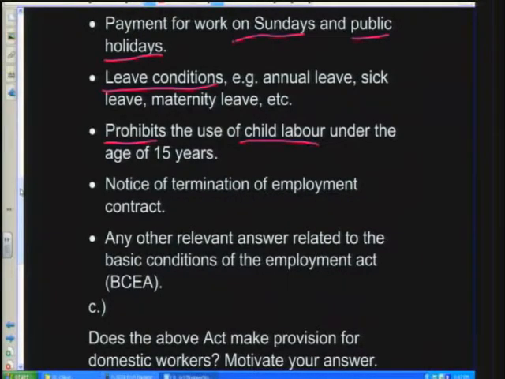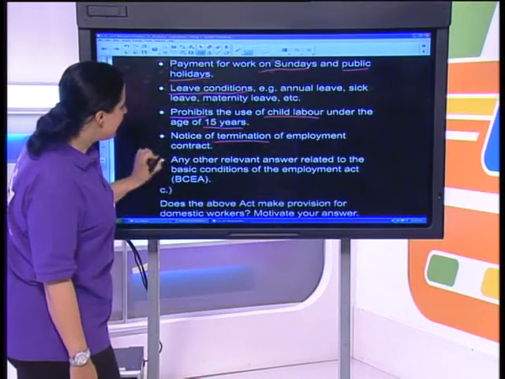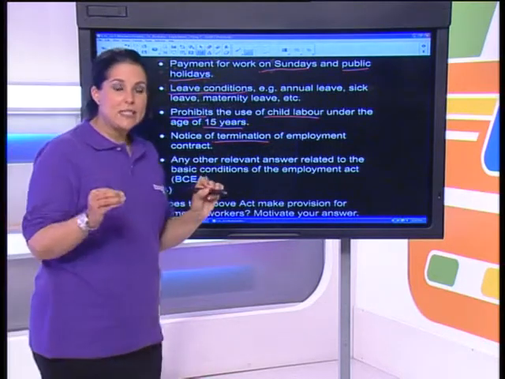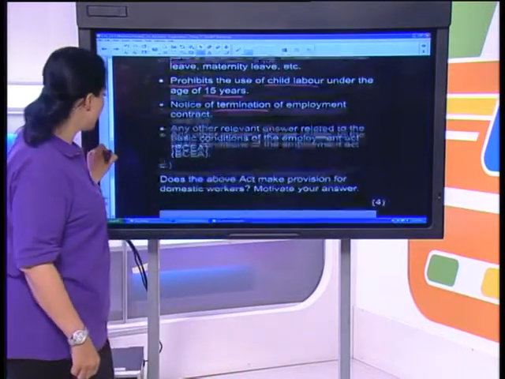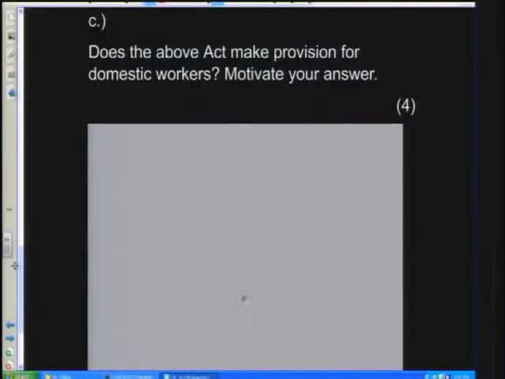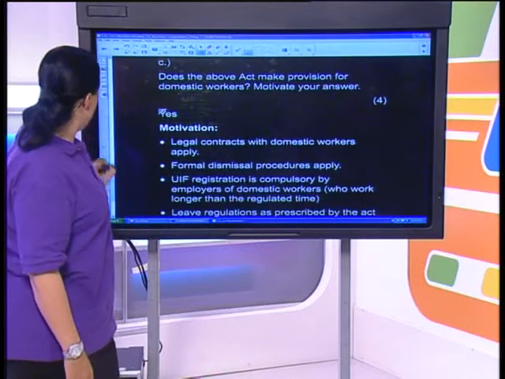Because remember, you can't go and work legally if you are under the age of 15. What do you have to do if you want to resign, if you want to terminate your employment? That has to be in there. And then also any other answer, but it must relate to content of the Basic Conditions of Employment Act. Question number C. Does the above act make provision for domestic workers? Guys, definitely 100% yes, they do.